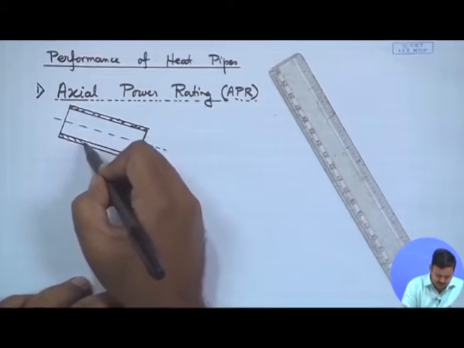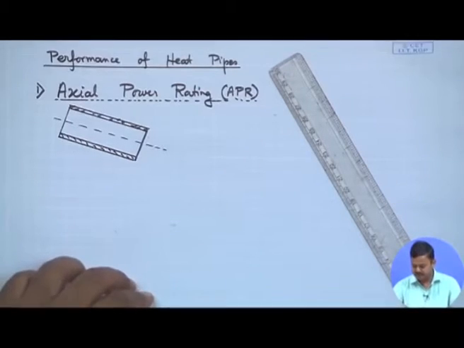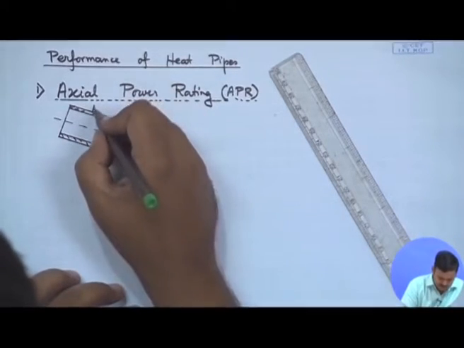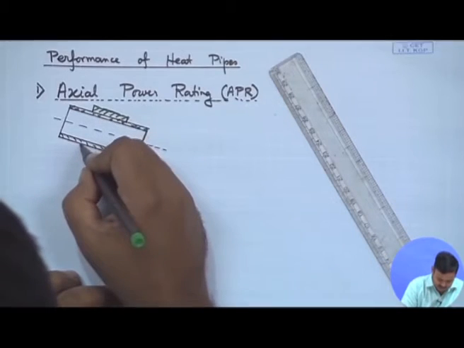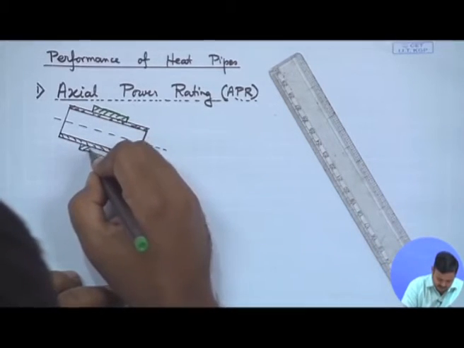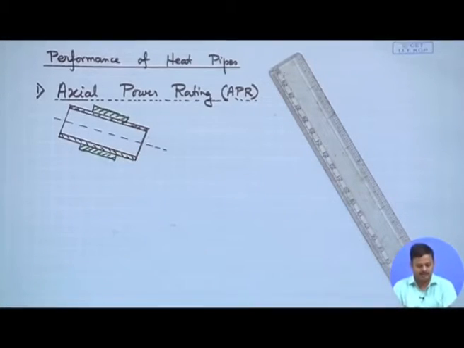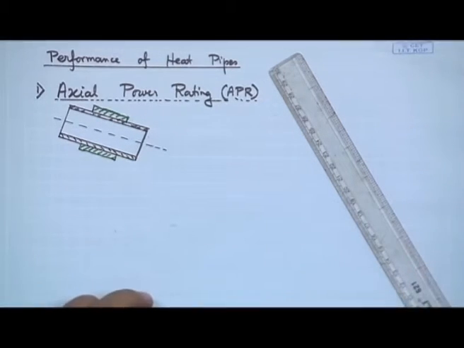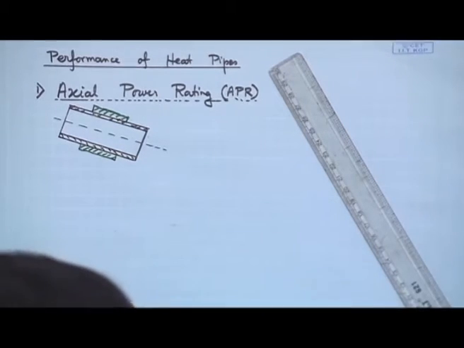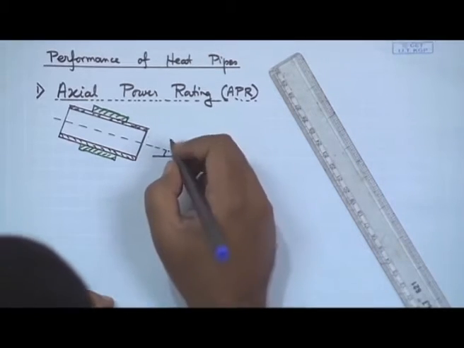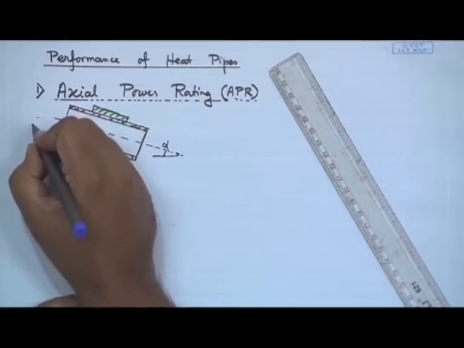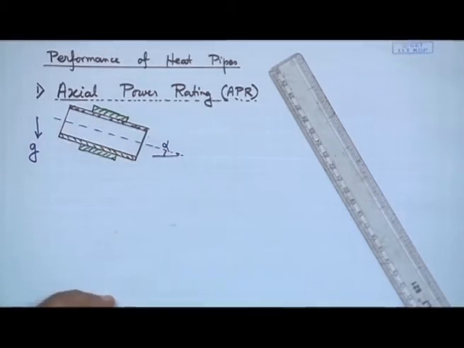Again, on the annulus we have the wick, then we will insulate the adiabatic section. As I said, it is not required in every application, but we will denote the adiabatic section through this insulation and try to see what is happening over here. Intentionally, I have given the heat pipe an inclination with the horizontal, and let us call that inclination alpha. My gravity is in the downward direction. These are going to be important as we will see later.